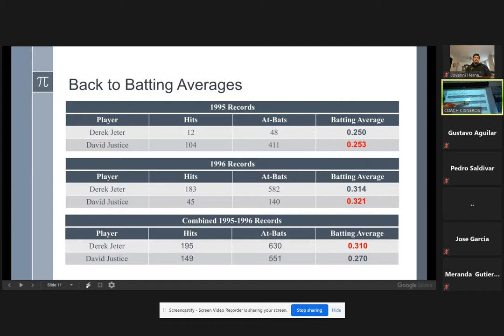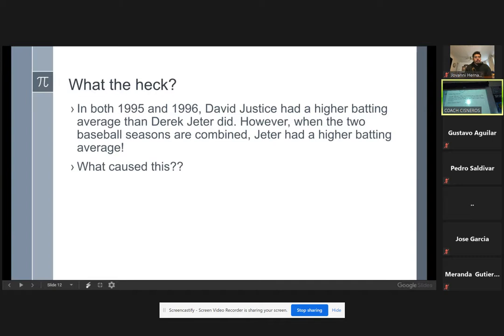I mean, it has to do with the sheer difference in the number of at-bats and number of hits in between each year. David Justice had a lot more than Jeter in 95, but Jeter had a lot more than Justice in 96. This caused what we call the Simpson's paradox, where if we look at data together, it might tell us something different than if we looked at data separately.